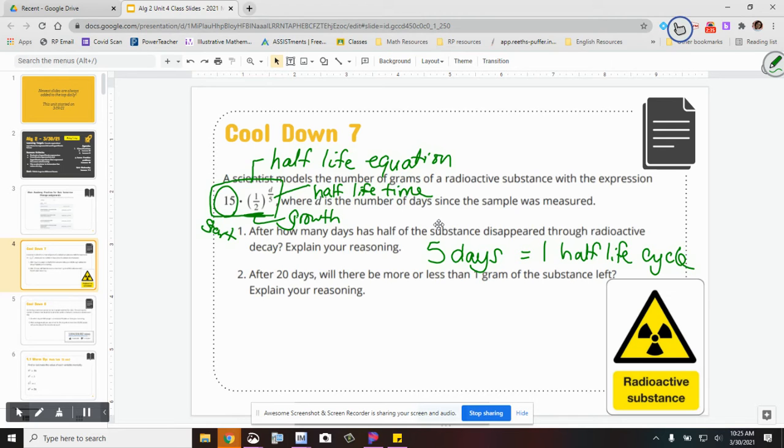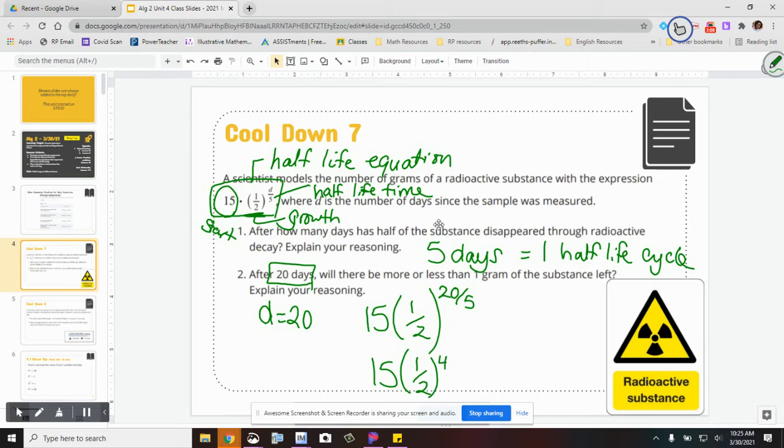And then question 2 just says, well, after 20 days, will there be more or less than 1 gram of the substance left? And explain your reasoning. Well, if our d is just 20 days, we don't have to change the units. We don't have to do much to this except plug 20 in for d. And maybe when you're going to type this into a calculator, you're already recognizing that 20 divided by 5 is going to put us through 4 full half-life cycles.